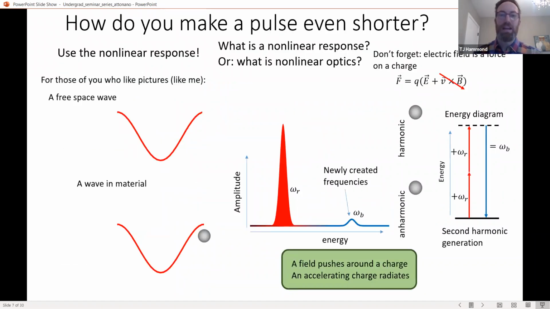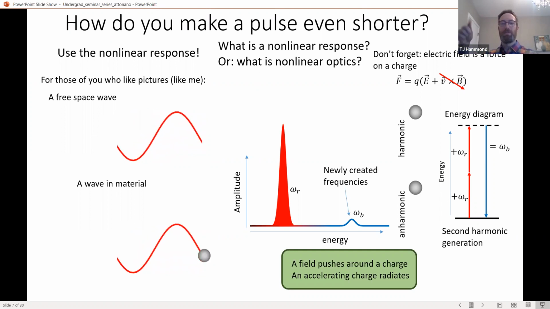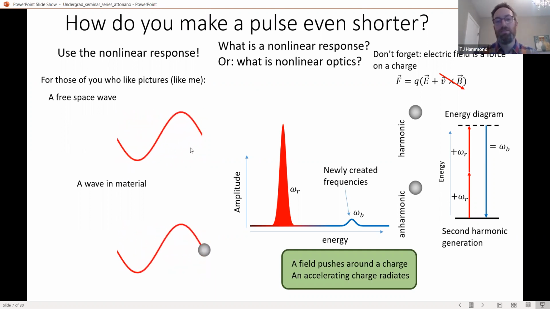I can describe this pictorially or with equations. If you like pictures like me, we can describe it this way. In free space, you have an electromagnetic wave, and you've probably seen this before, that an electromagnetic wave oscillates up and down. It's this transverse wave. The electric field here is in red, and it's oscillating up and down in space, and also in time, because it's propagating through space at the speed of light.